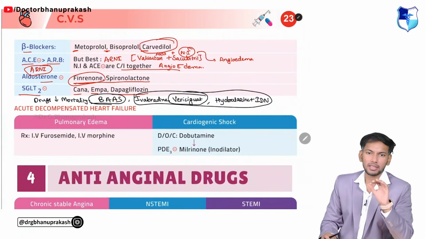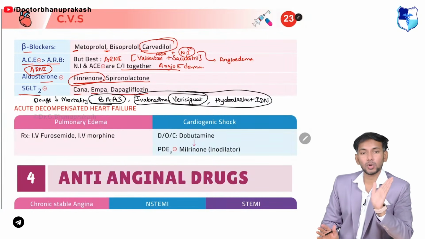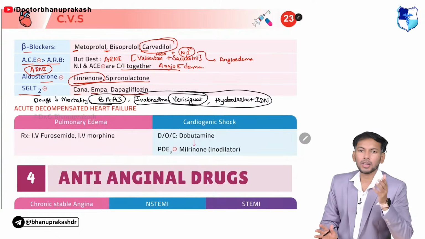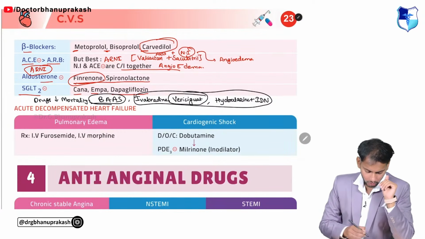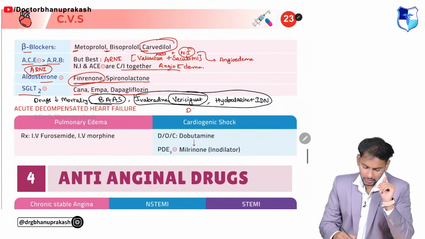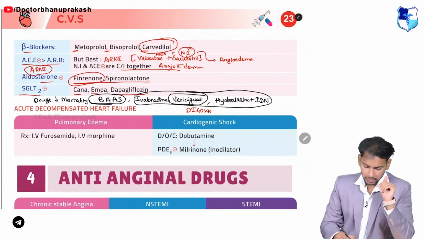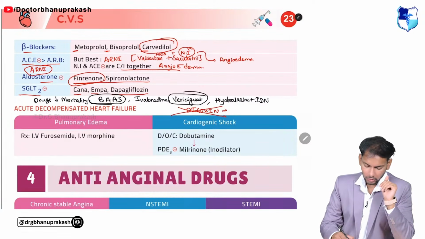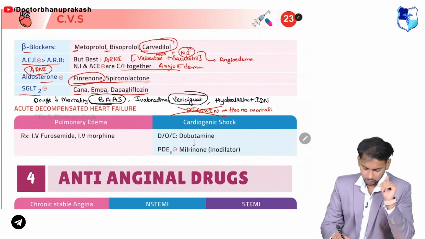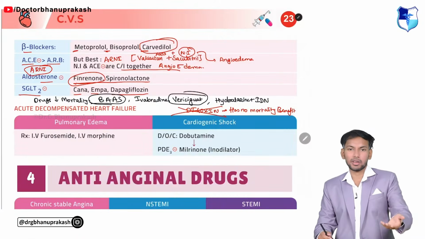Usually what they will ask in the exam is which drug does not decrease mortality or does not have mortality benefit, that is digoxin. Digoxin has no mortality benefit. Please remember, more than enough. If you cannot remember all this, at least remember digoxin has no mortality benefit. So this is about chronic HFrEF.